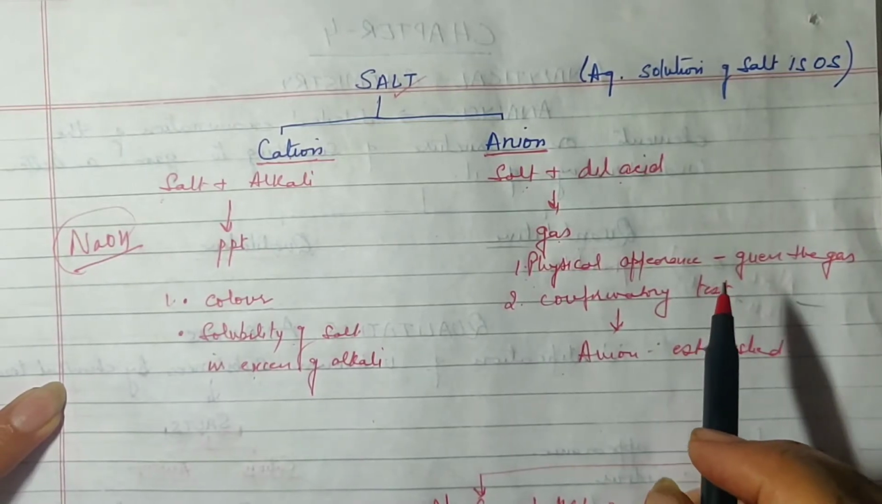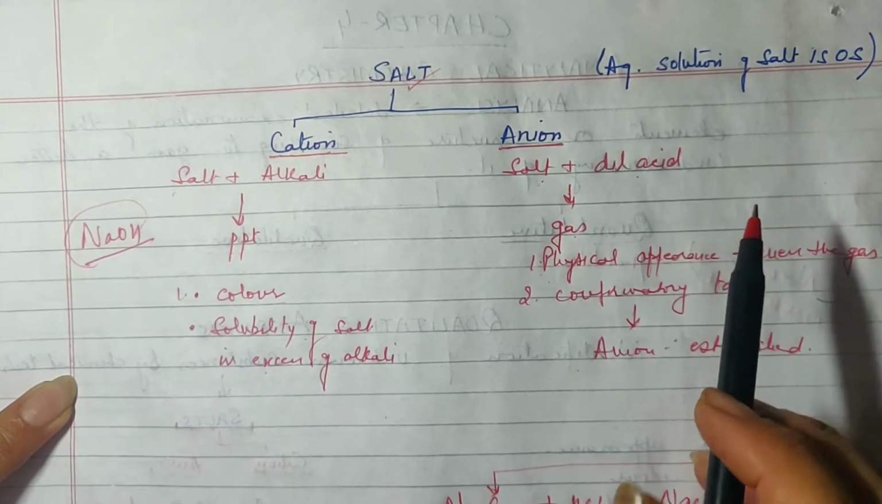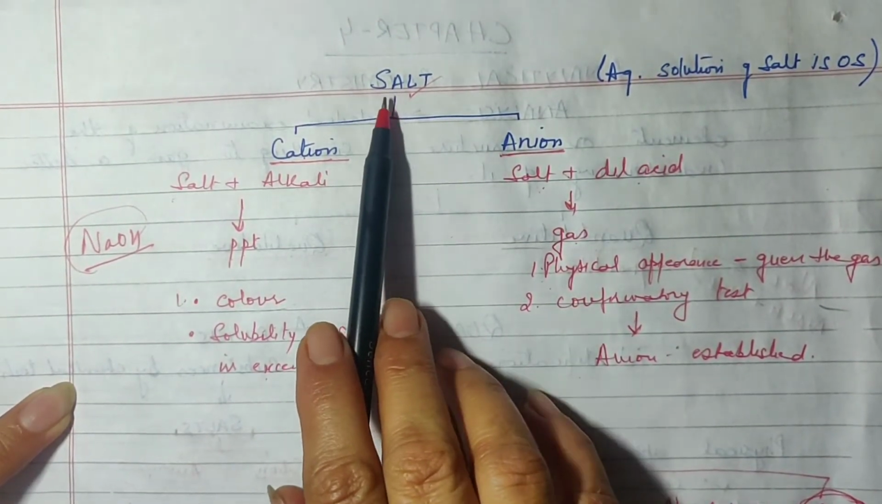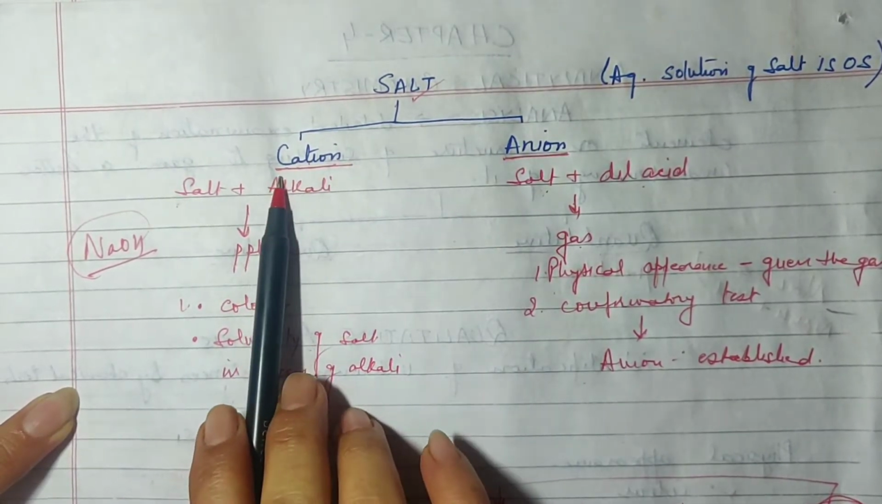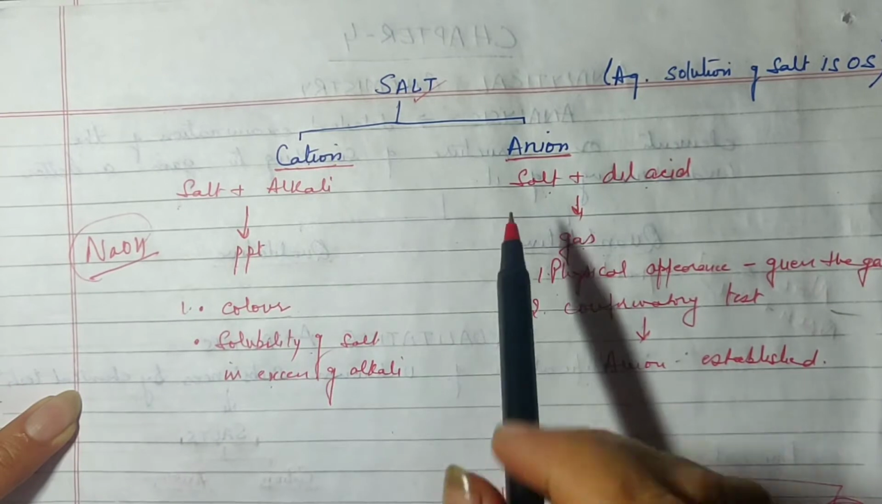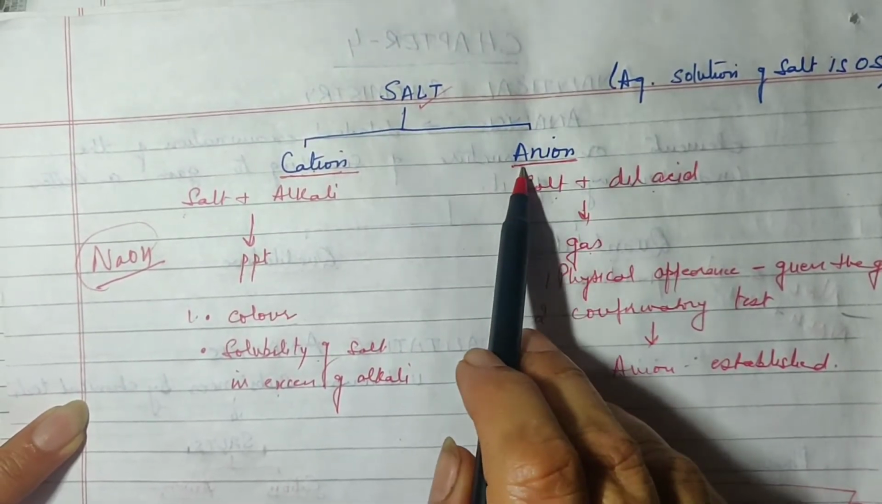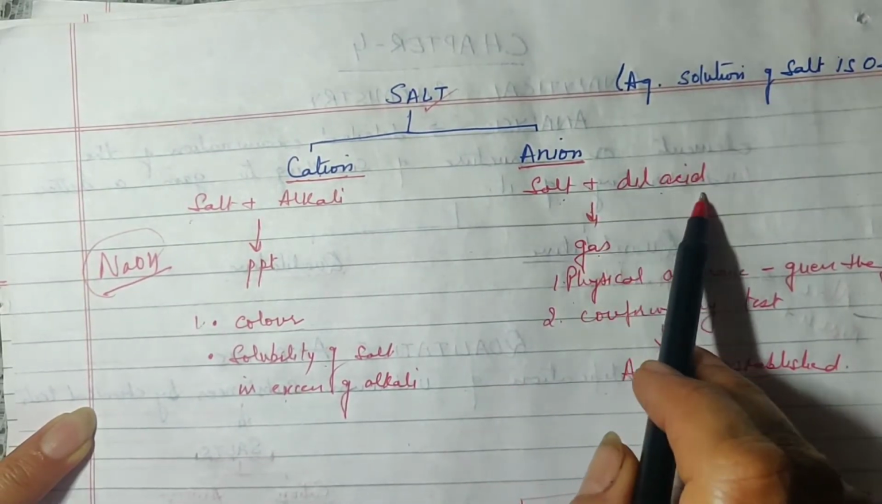Good day, children. This is in continuation with what we did with the analysis of salt. As I told you, for the analysis of salt, we have to identify the cation or the anion. The cation part we've already discussed last time, and this time we are going to talk about the identification of anion. For the identification of anion, we have to treat the salt with dilute acid.